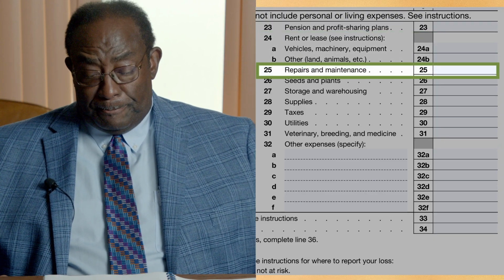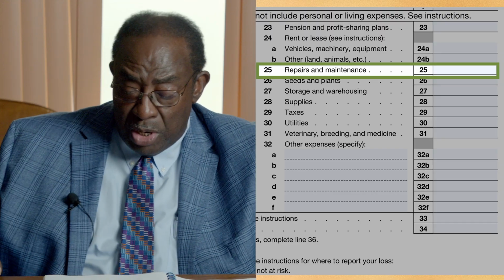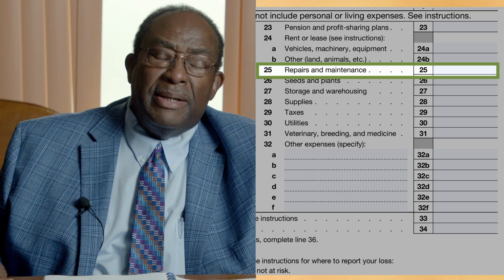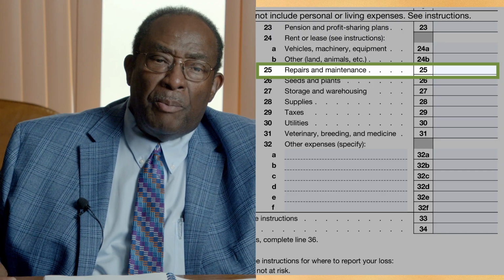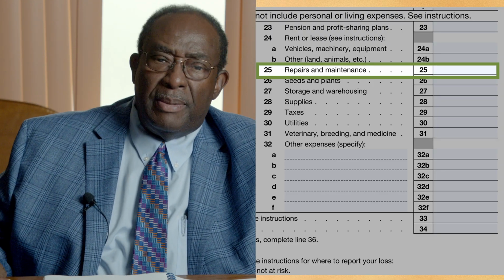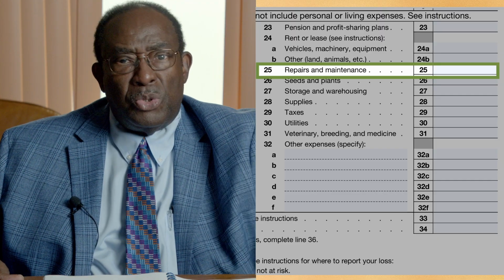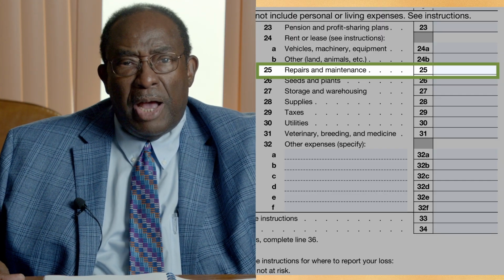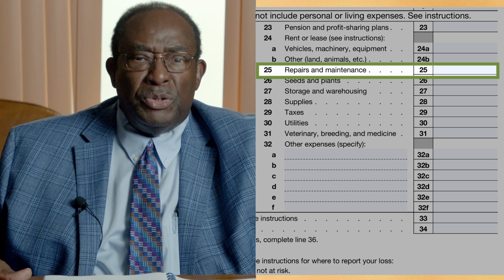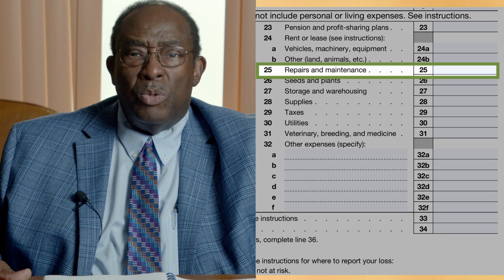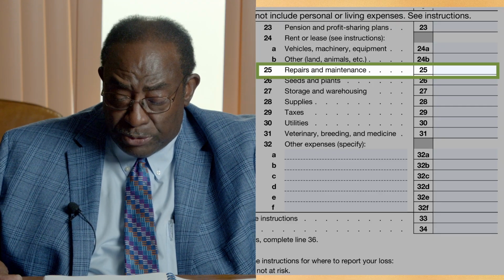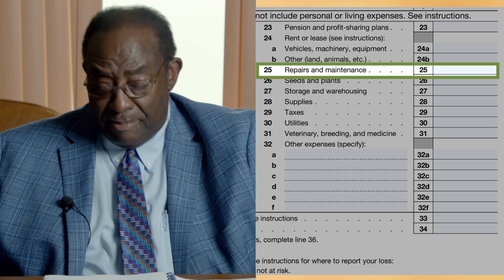All right. Now we're going to go on to line 25, repairs and maintenance. That's repairs on your equipment, maintaining your equipment. If you have a shop that you use on a regular basis, or you're renting a shop that you use on a regular basis, you have to repair your air hammers, your jacks, and all these other things. Well, that's the repair cost. Put that right there on line 25, repairs and maintenance.